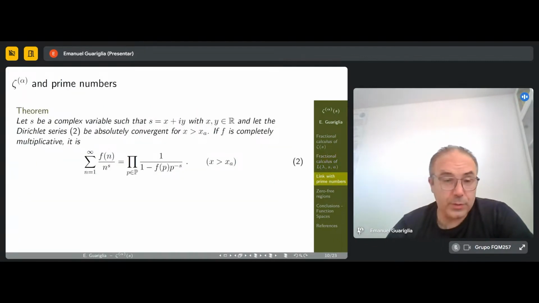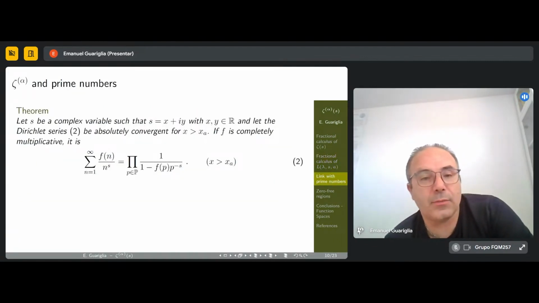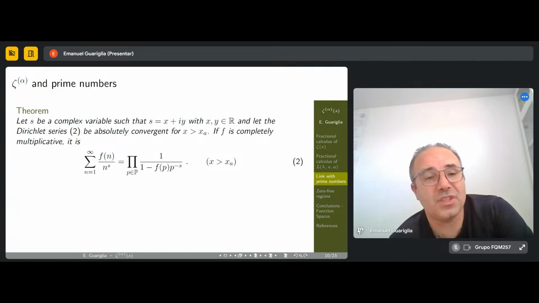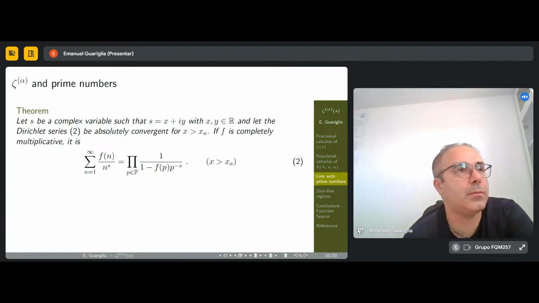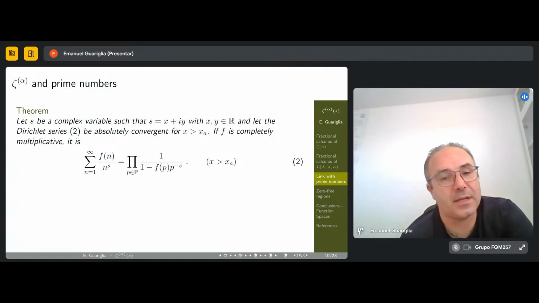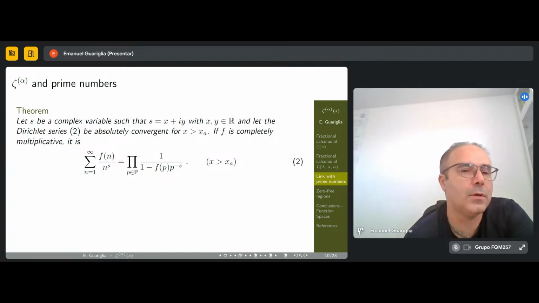There is a way to link this fractional derivative with prime numbers. The first theorem here is the classical expansion of the Dirichlet series in terms of Euler product. For f(n) equal to 1, we have the case of the Riemann zeta function. And this is the classical infinite sum that generally mathematicians know about the Riemann zeta function.